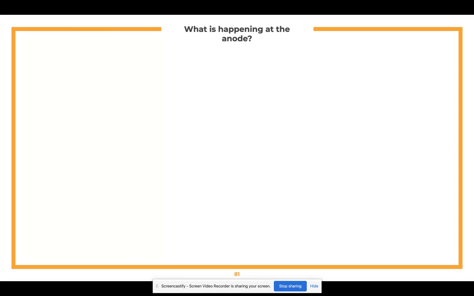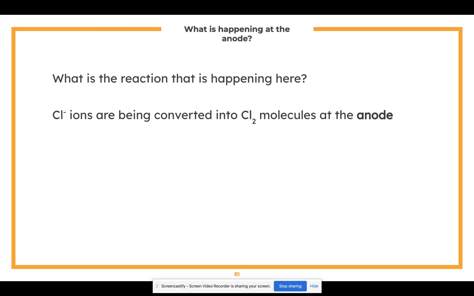So what is happening at the anode? We have our Cl- ions converted into Cl2 molecules at the anode, and here is the equation for that. So 2Cl- gives Cl2 gas and 2 electrons.